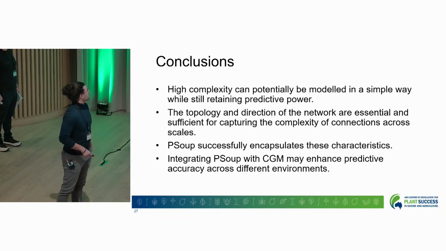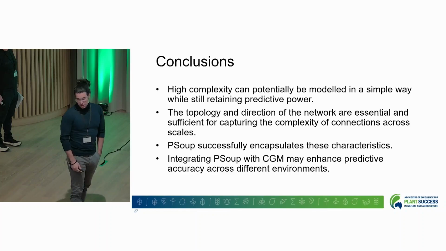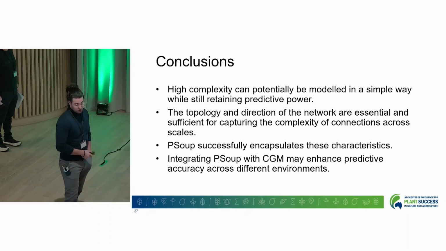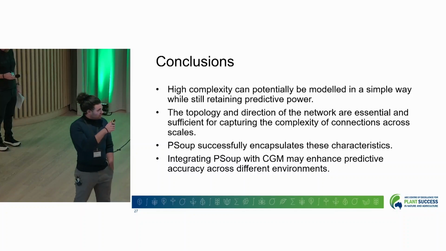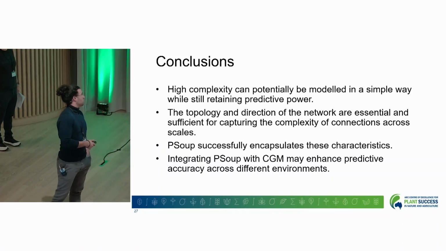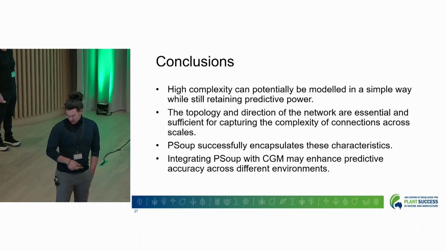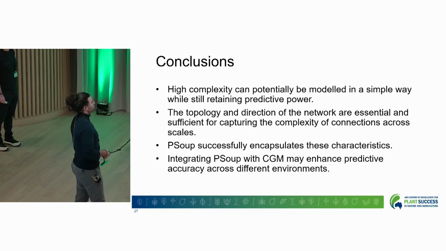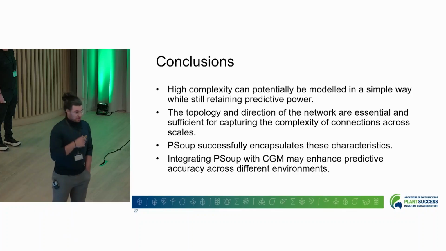And in conclusion, here we saw that maybe high complexity can potentially be modeled in a simple way and still retain the predictive power. We saw that the topology and direction is quite important and maybe sufficient for capturing complexity and for connections across scales. And PSoup can successfully encapsulate these characteristics. And finally, that maybe integrating PSoup with a crop growth model has predictive accuracy across different environments.